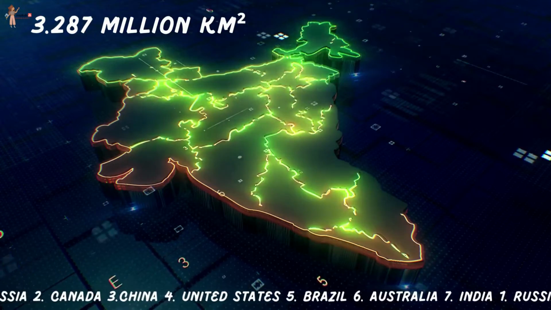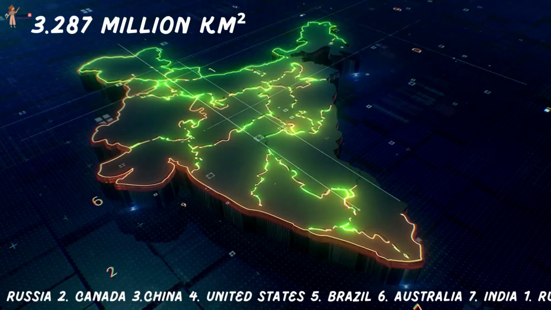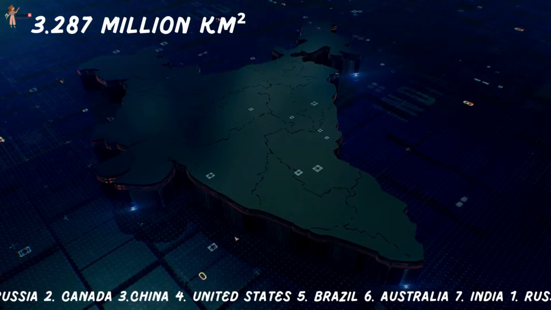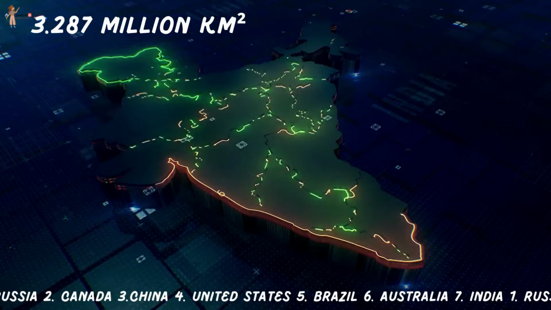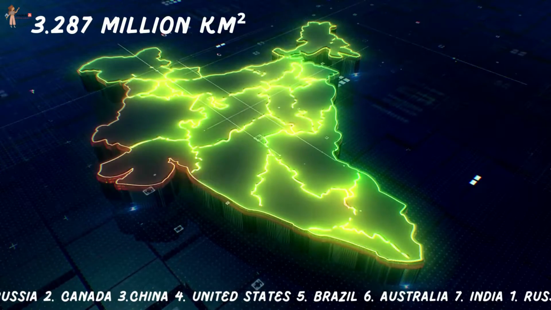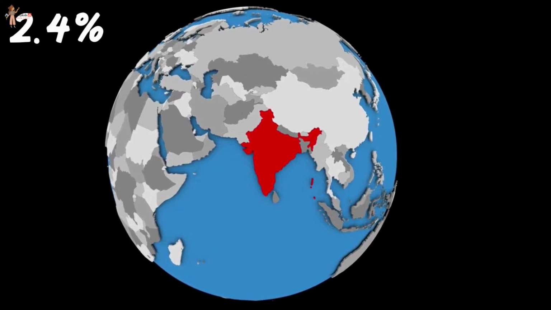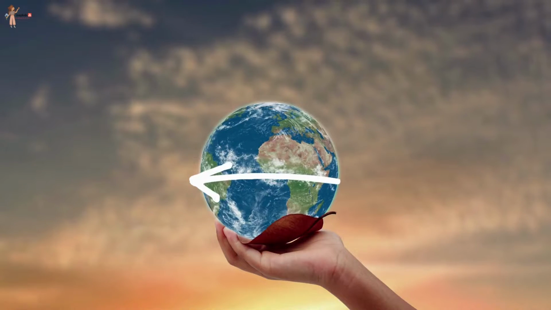India is the seventh largest country by area, covering an area of 3.287 million square kilometers. Do check our series Largest Countries of the World, link given above. India's total area accounts for about 2.4% of the total geographical area of the world.